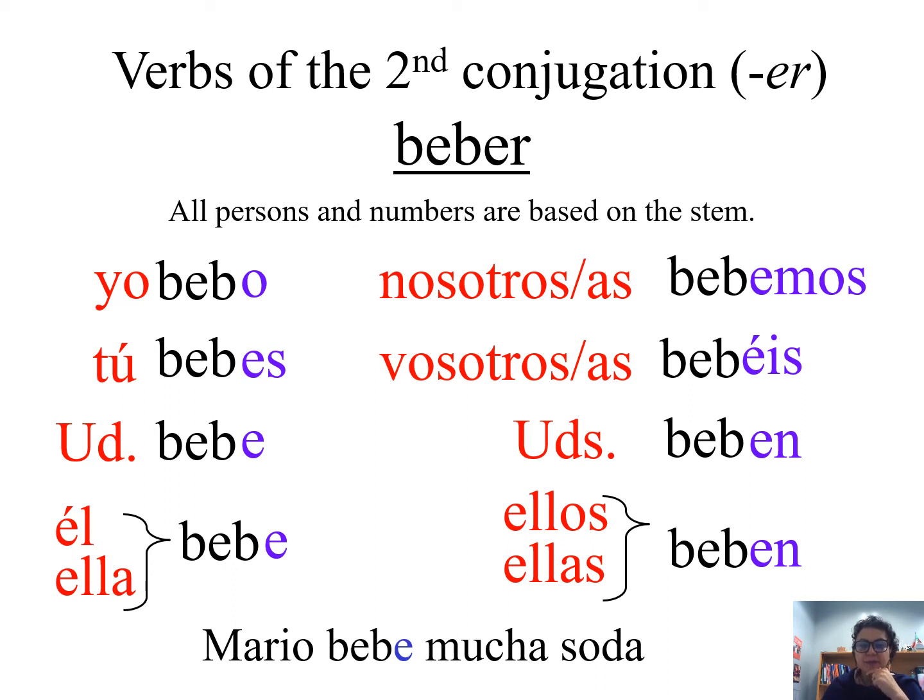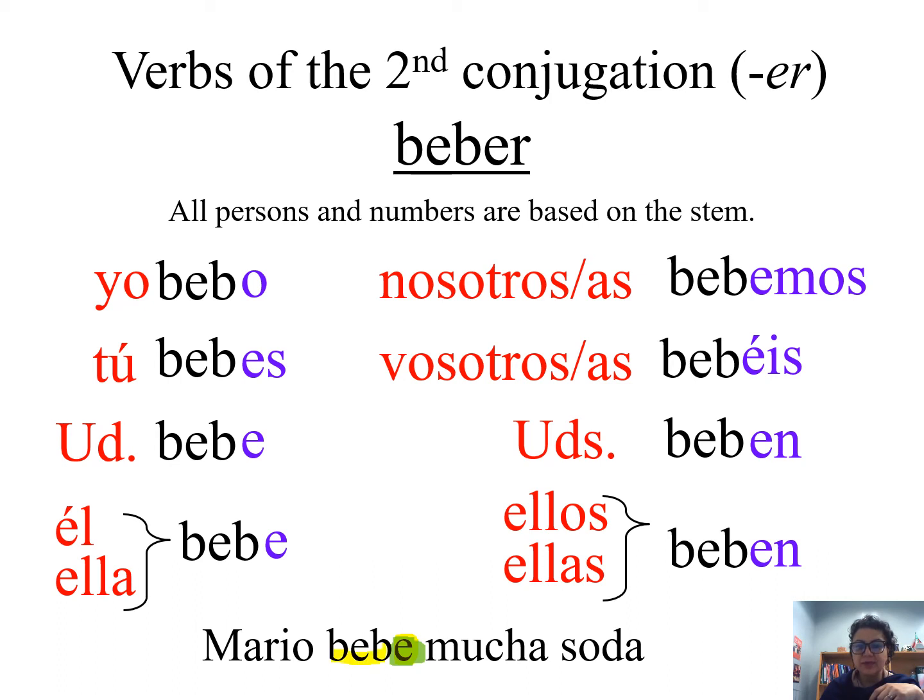As an example, Mario bebe mucha soda. Mario is he, which means él, and it should have the ending e. I'm keeping the stem, remember, I'm keeping the stem, but I'm changing the ending, and I'm going to use the green color for the ending.